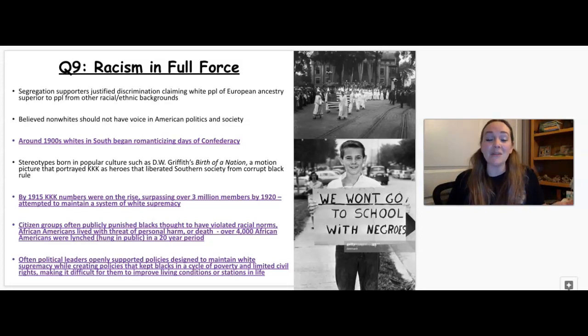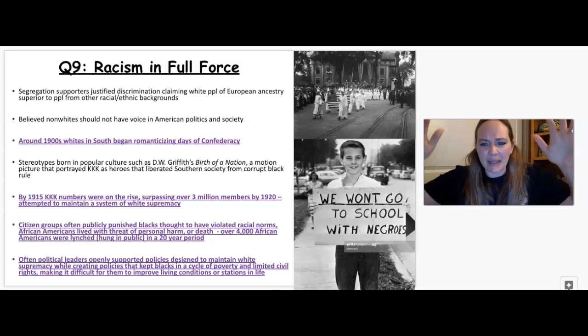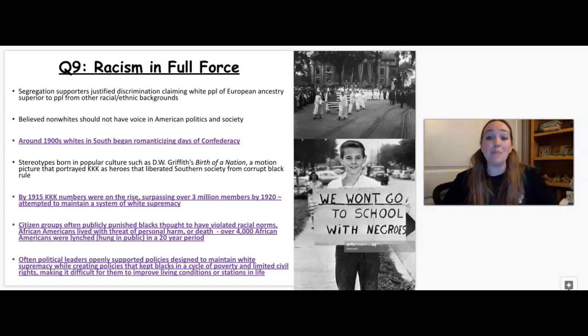They're the heroes of the story that liberate the South, that free the South from corrupt African Americans who are trying to come in and get out of their place and take over society in bad ways. And this movie, Birth of a Nation, was extremely popular, especially obviously in the South by white viewers. And so this leads to things like the KKK rising again.